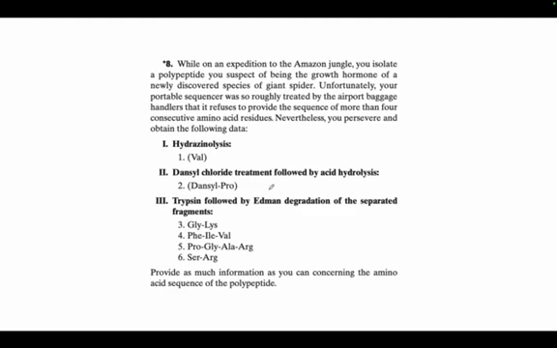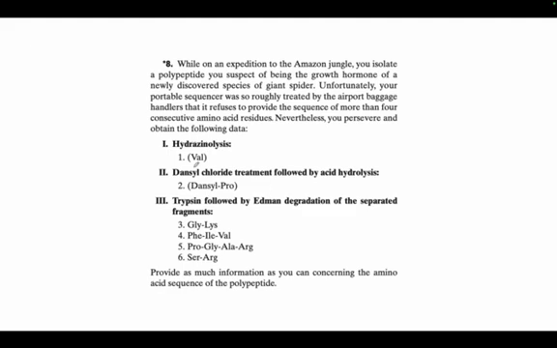Another theoretical example, while on expedition to the Amazon jungle, we've isolated a polypeptide. Okay, we think it's a growth hormone of a newly discovered species of giant spider. So we're very excited to determine its sequence. Unfortunately, a portable sequencer is not working, so now we have to resort to other methods. Nevertheless, we are using more primitive methods. We have obtained the following data.